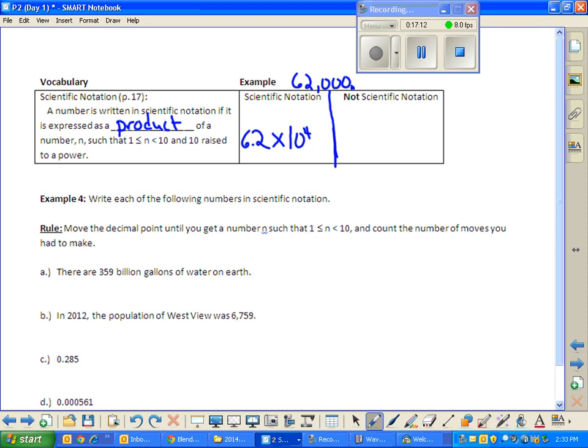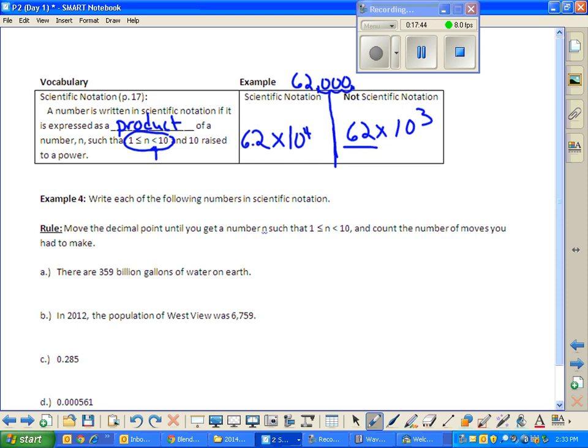If I move the decimal point only over 1, 2, 3 places, well, then I'm looking at 62 times 10 to the 3rd. And because 62 is not a number between 1 and 10, that doesn't work out. That's not scientific notation. So our rule, we have 2 parts to our definition. You have to have a number between 1 and 10, not including 10. See that subtle difference there? There's no equal to symbol right there. So it's got to be a number between 1 and 10, not including 10, and then the product of 10 raised to a power.